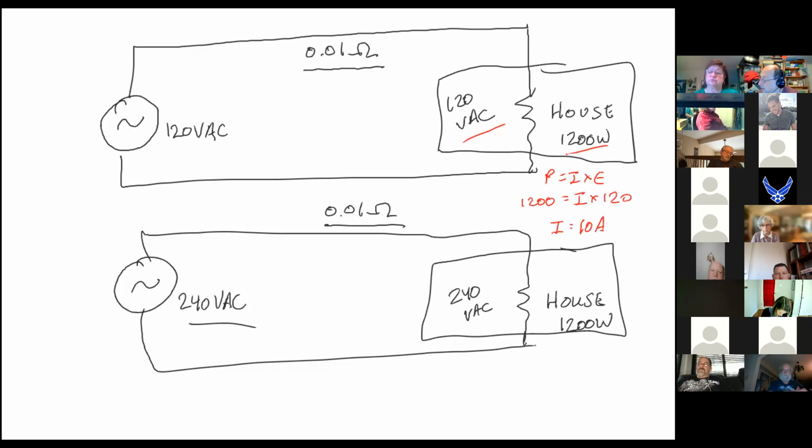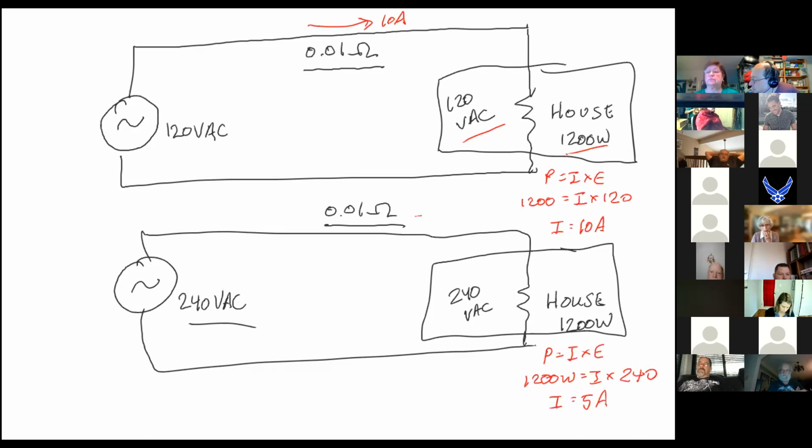Okay, so now we're going to do the same thing down here. P is equal to I times E. And we have 1200 watts again. It's equal to I times, but in this case, it's 240. So what's our current? 5 amps. Okay. Now we have 10 amps going through the top circuit, right? And we have 5 amps going through this one. Here we go.